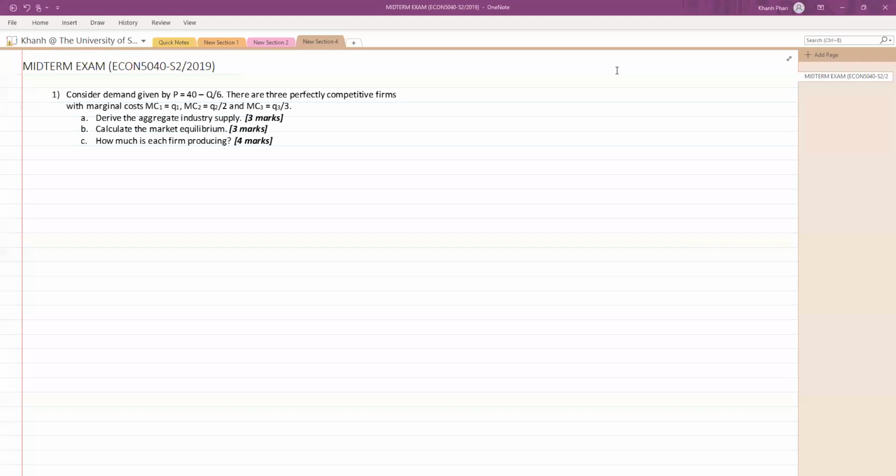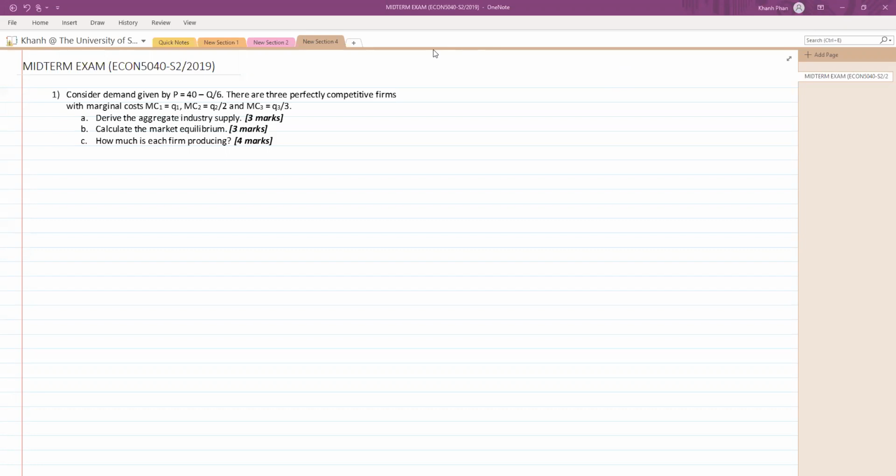Okay, so we are going to do question 1 in the semester exam. It's pretty straightforward. We are in a perfectly competitive market where we are given the total demand function in the market by P equal to 40 minus Q on 6.